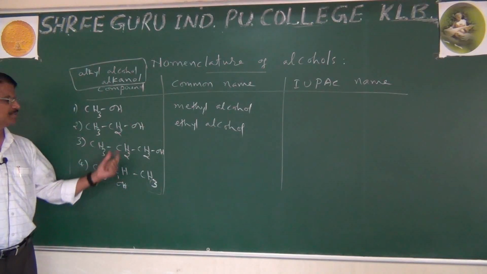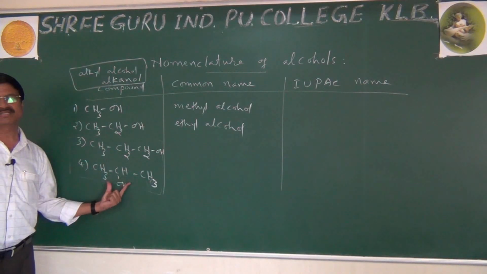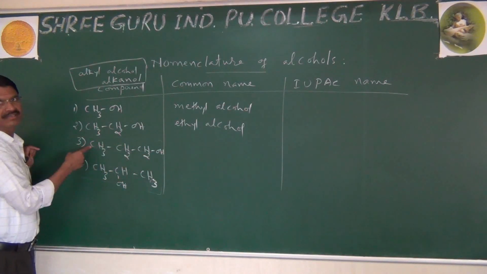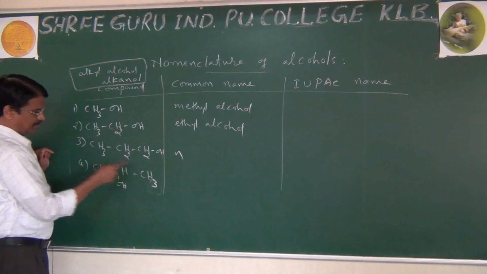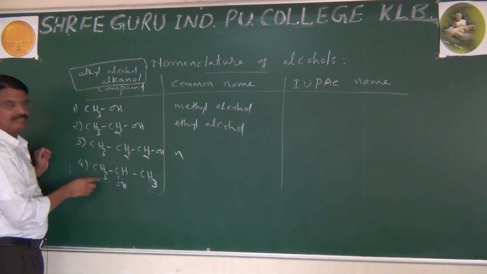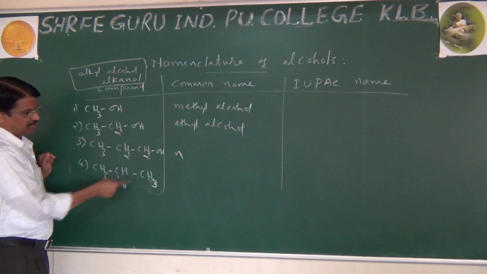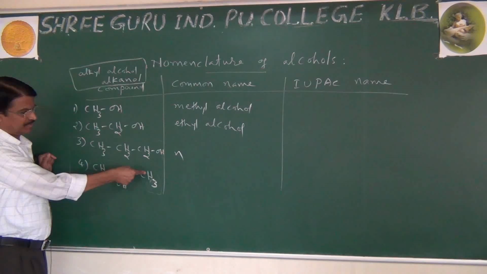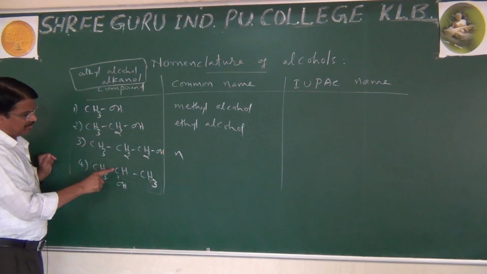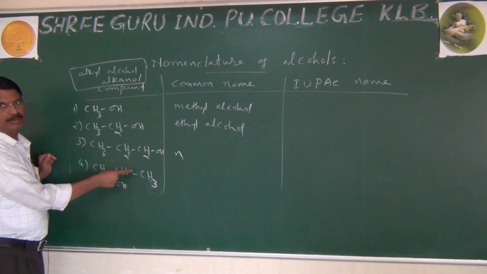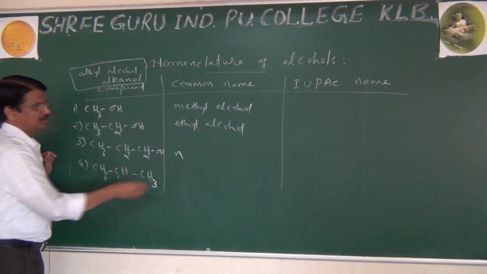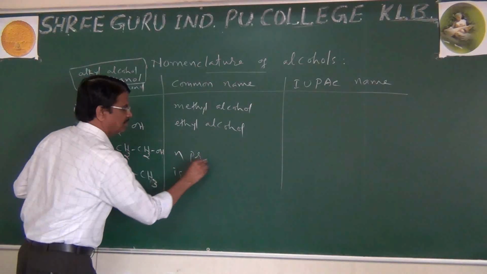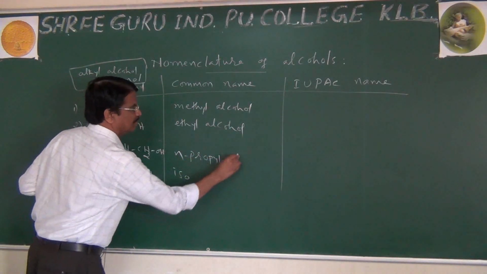Or the common names: n-propyl alcohol, isopropyl alcohol, because in this group all the 3 carbons are in a normal chain. And this one, CH3CHOHCH3, or CH3CH, CH3 here, OH here. Both are correct. Then this group is named as isopropyl, that is iso. Then the other is n-propyl alcohol.